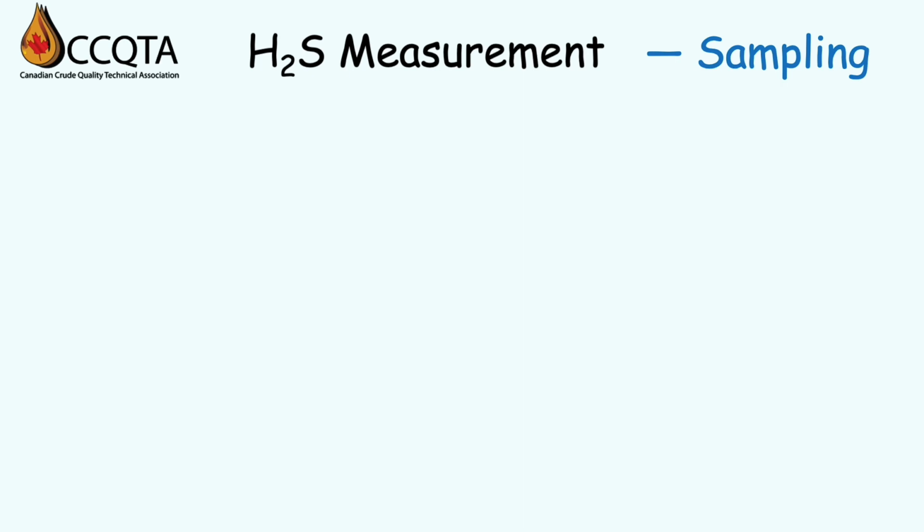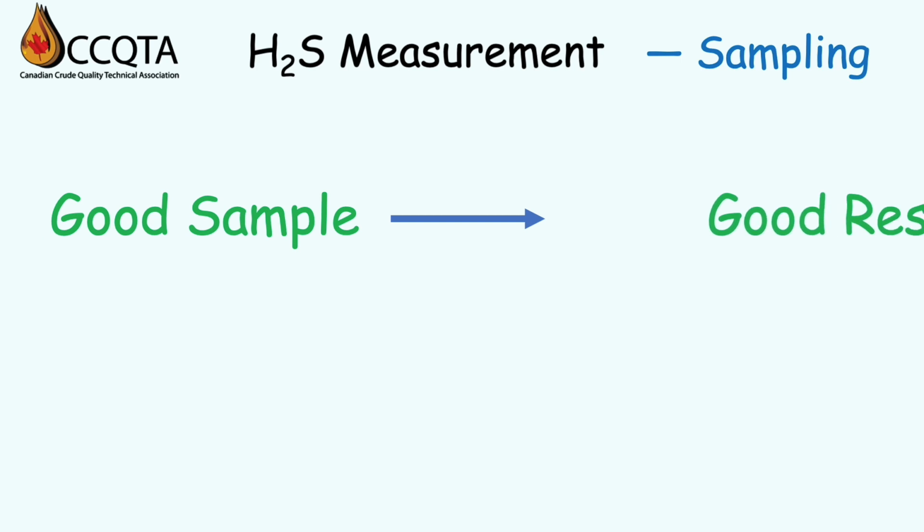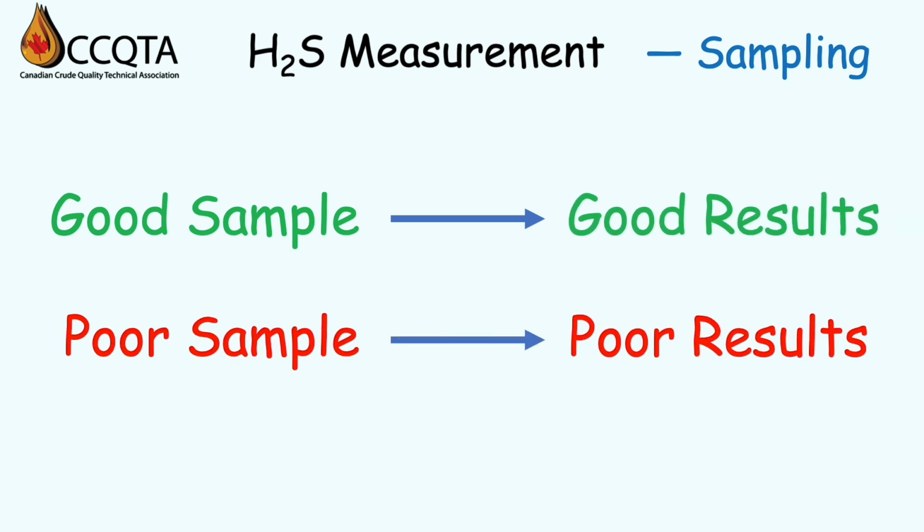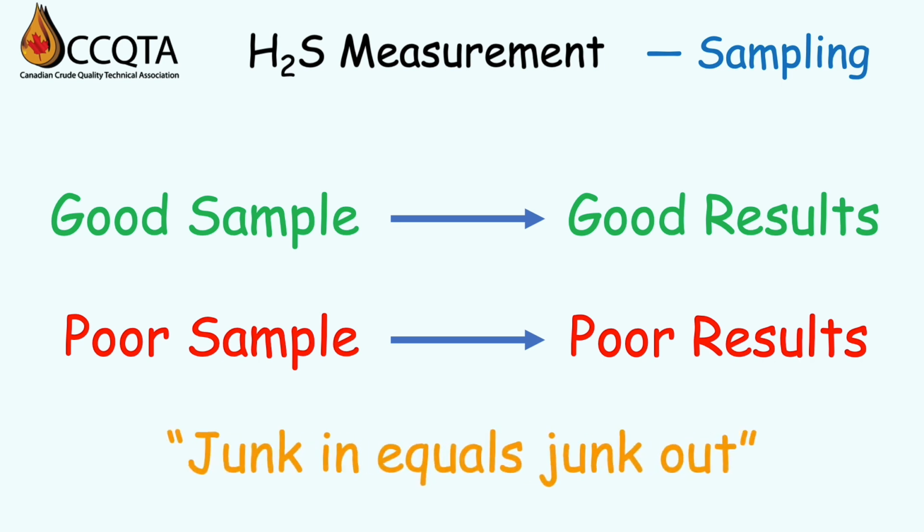Typically, that either means capturing a sample in the field and testing it immediately, or preserving it so it can be transported to a lab for analysis while maintaining the integrity. A good sample leads to a good result, and a poor sample leads to poor results. Often we use the saying, junk in equals junk out. This saying is also not limited to lab work. It simply means bad inputs lead to bad outputs.